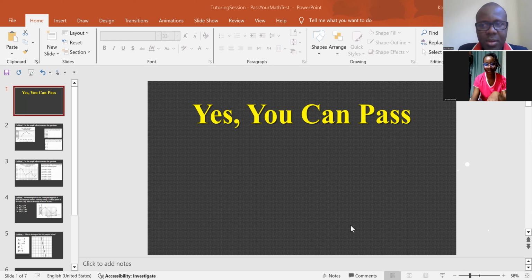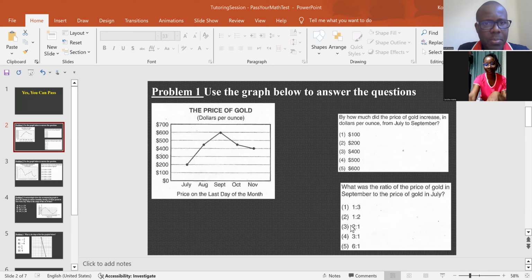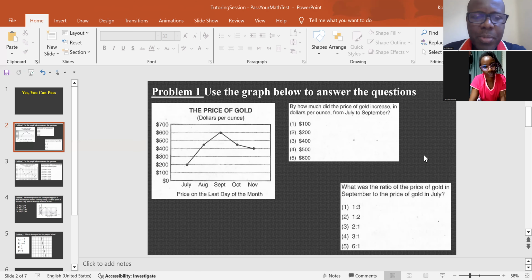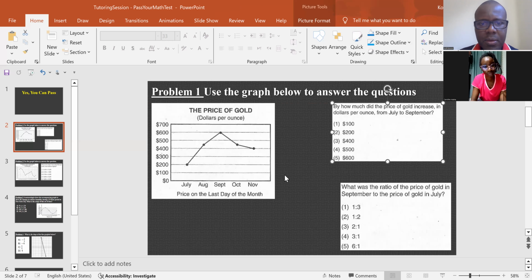So Caroline, let's work on some of the problems here. The first problem says to use the graph below to answer the question. I want to give you a few seconds or minutes to think about the question and tell me what you think is going to be the correct answer. Based on the graph, let's see if I can make the graph a little bit bigger.